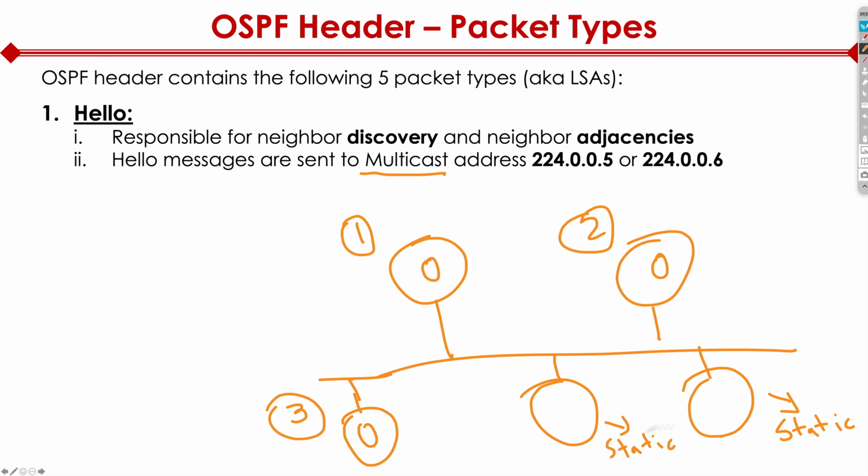These two routers running static routing will never even get this hello message, and they shouldn't because they're not running OSPF. That's why multicast addressing is used instead of a broadcast, because broadcast would be sent out to everybody. Even the static routing devices will get it. But in this instance, they won't because you're using multicast.